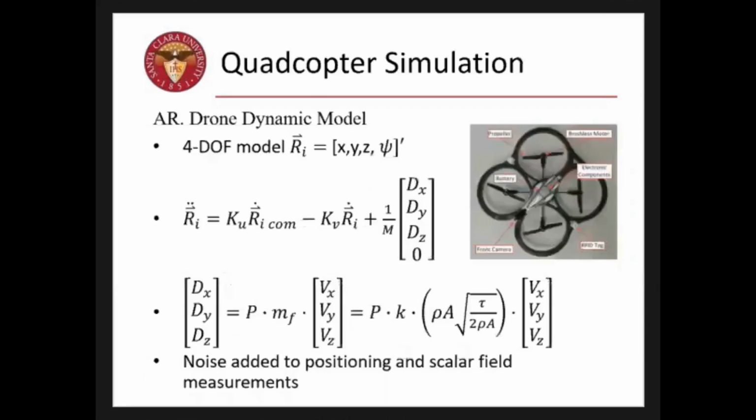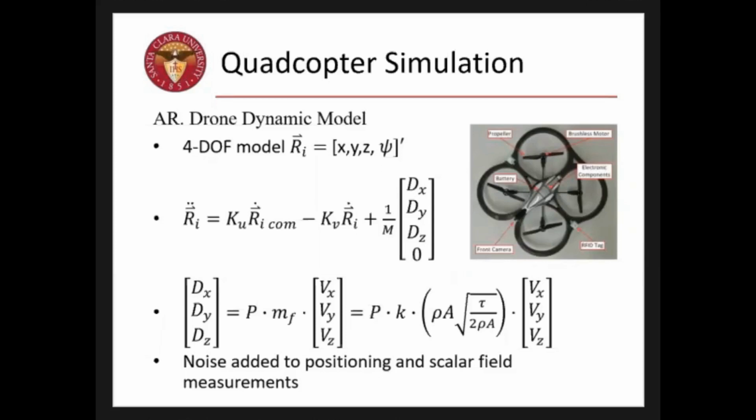So now going into more detail on each level, first our simulations use a model of the AR drone made by Parrot. Ignoring pitch and roll, which the autopilot controls, we're left with a 4 degree of freedom system with 3 position variables and a heading. The drone dynamic model equation is in the second bullet. It shows that the acceleration of the drone is equal to the difference of the commanded velocities multiplied by a matrix of gains and the actual velocities multiplied by another matrix of gains, plus a term representing disturbance due to wind.